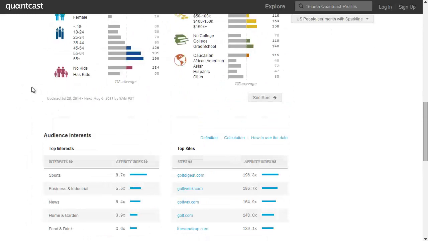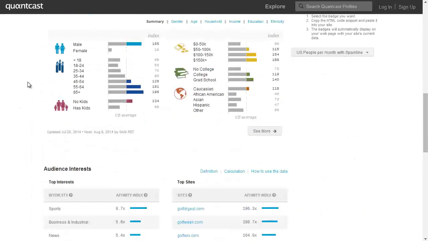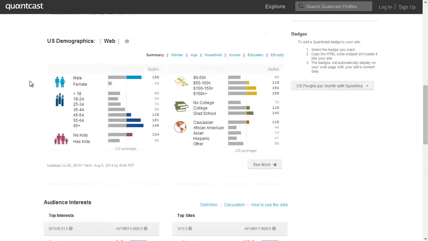So this is the golf niche right here. So what we're seeing is in the golf niche, it's obviously dominated by male, mainly 45 to 65 and above, no kids, meaning that more likely the kids are out of the house. They have a high income, generally 100,000 or above, basically 6-figure to 7-figure incomes. They have at least college or grad school, and they're mainly Caucasian.